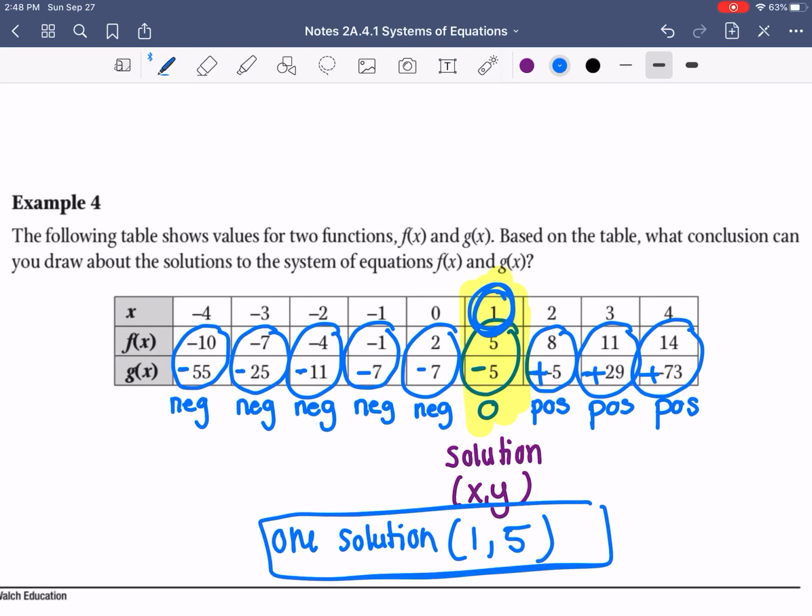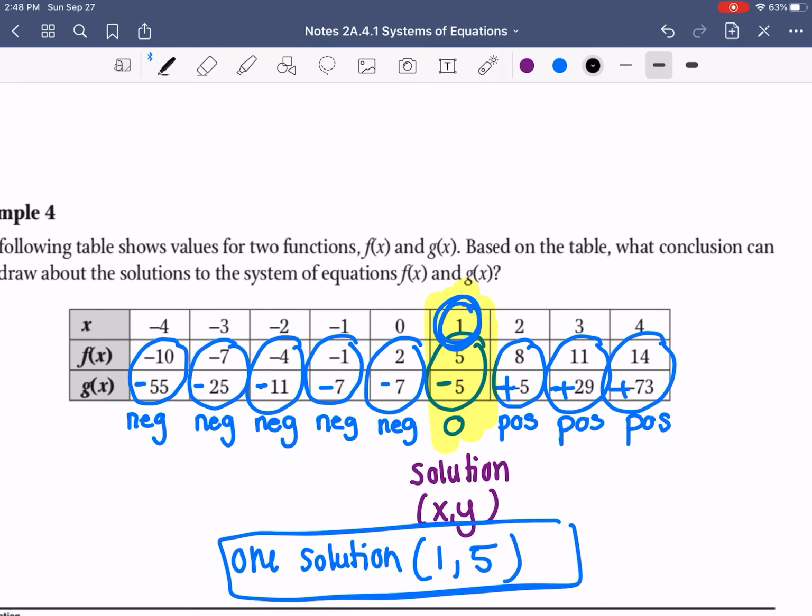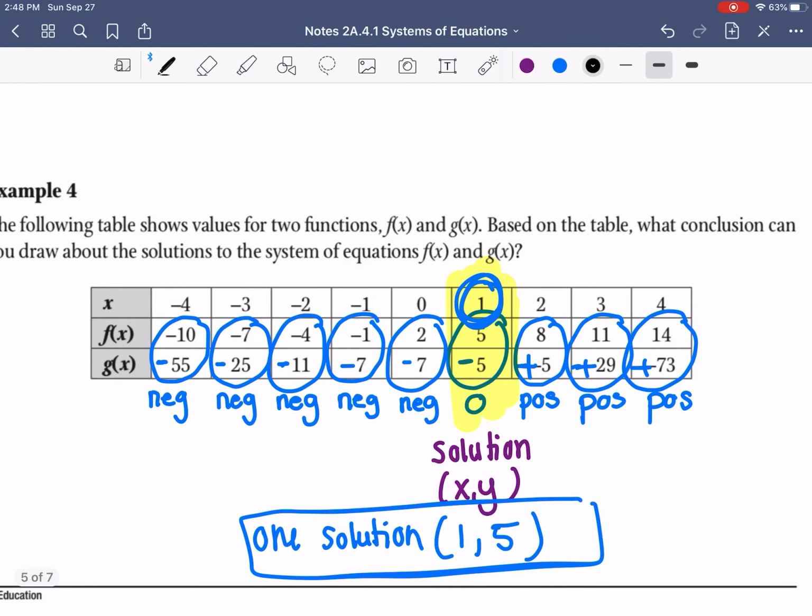So the problem said, what conclusion can you draw? There's one solution. It's at 1 comma 5. Oh, well, I mean, I could have checked to see if there were other solutions. The way that you would tell if there were other solutions would be if, right next to each other, you would have a negative next to a positive.